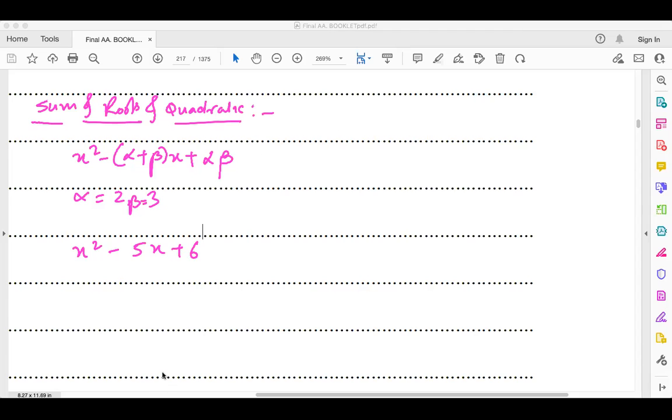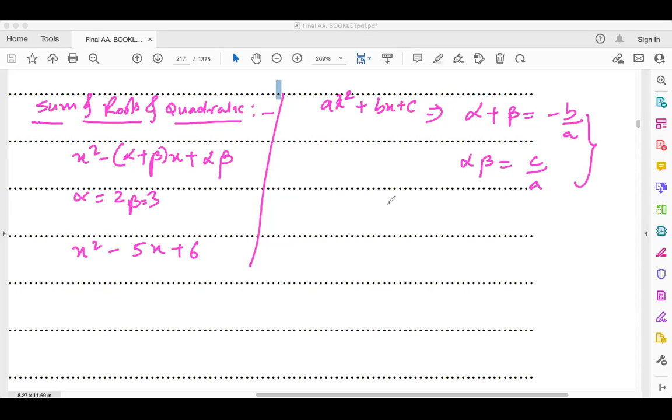Second, you may be given a question where you're expected to know this concept of sum of the roots and product of the roots. If I express a quadratic ax squared plus bx plus c in terms of the sum and product of the roots, then remember that the sum of the roots is minus b over a, and alpha times beta, the product of the roots, is c over a for any given standard quadratic. We all know that, but I'm just touching base on it.